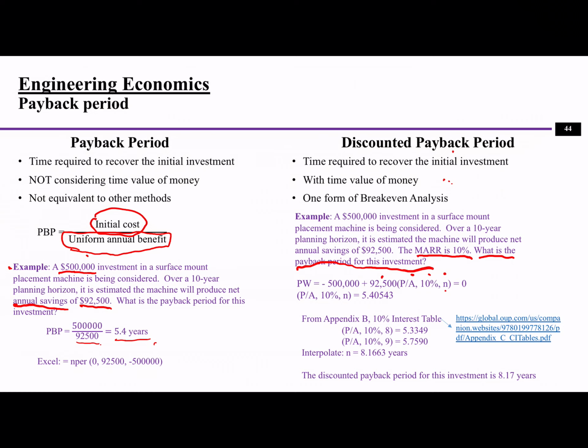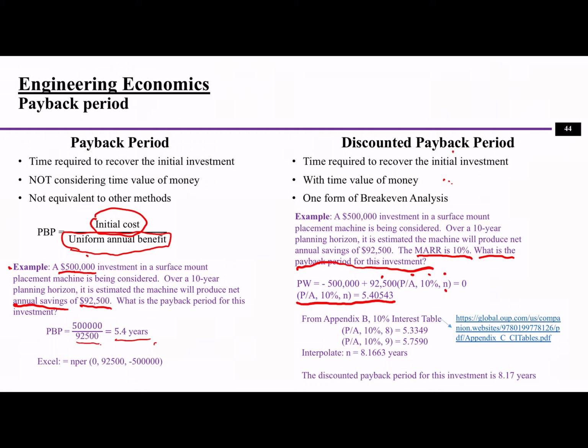There are two different ways to do this calculation, to find N. One is to use some MATLAB setup to solve this equation and get the N value. Another way is this: when we do this calculation, we find that this setup equals 5.403. One way is to look up the interest tables.